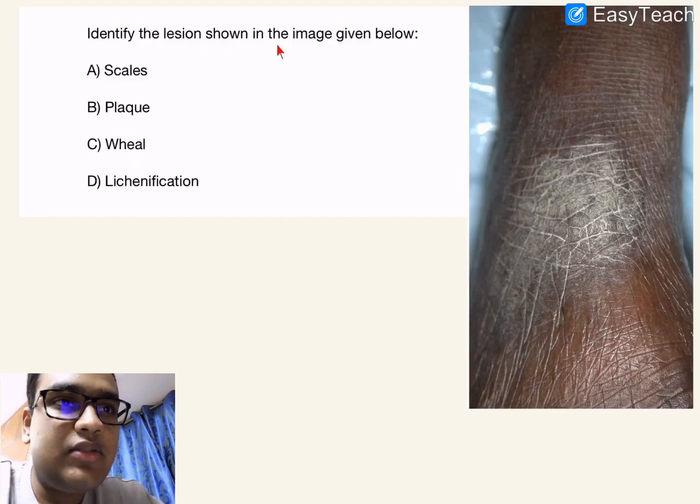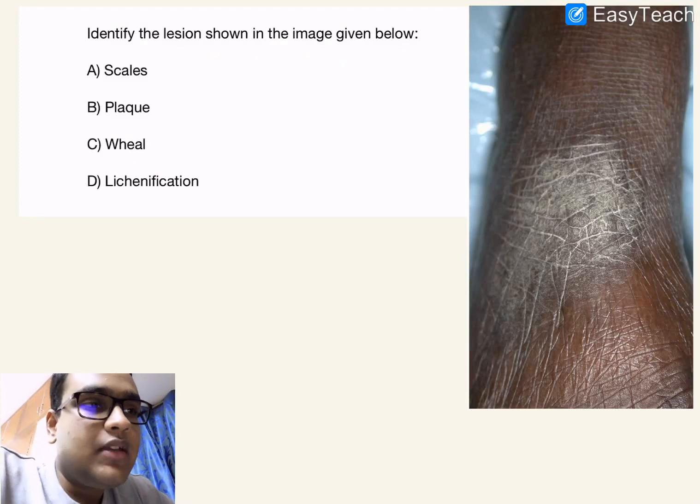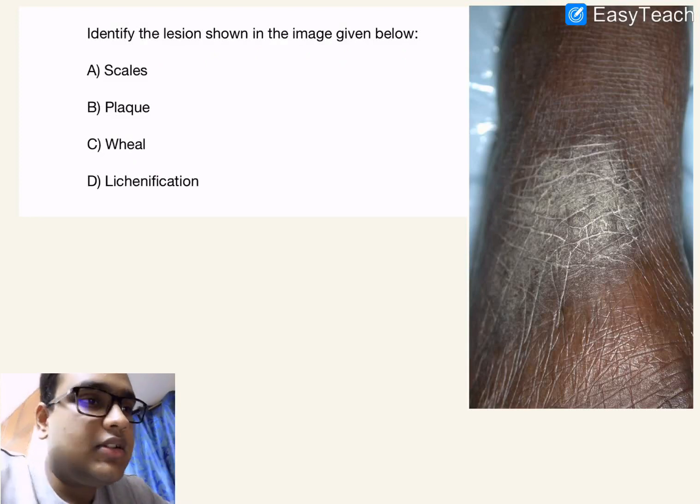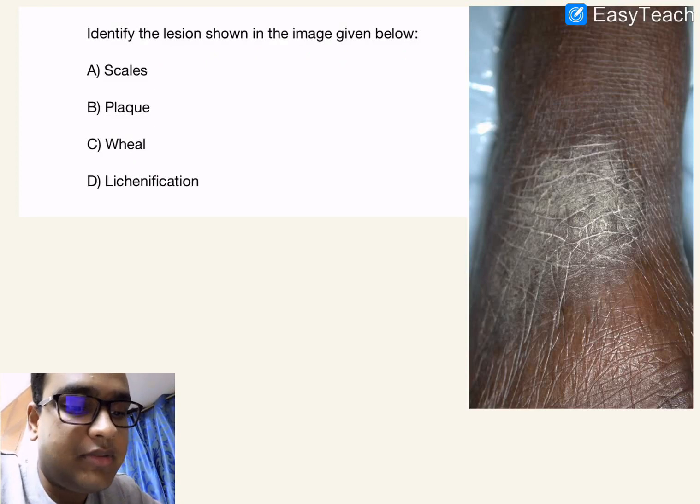Identify the lesion shown in the image given below. In dermatology, you have to remember the lesions by looking at pictures because many of the MCQs in dermatology will be image based. So this lesion here has three components.